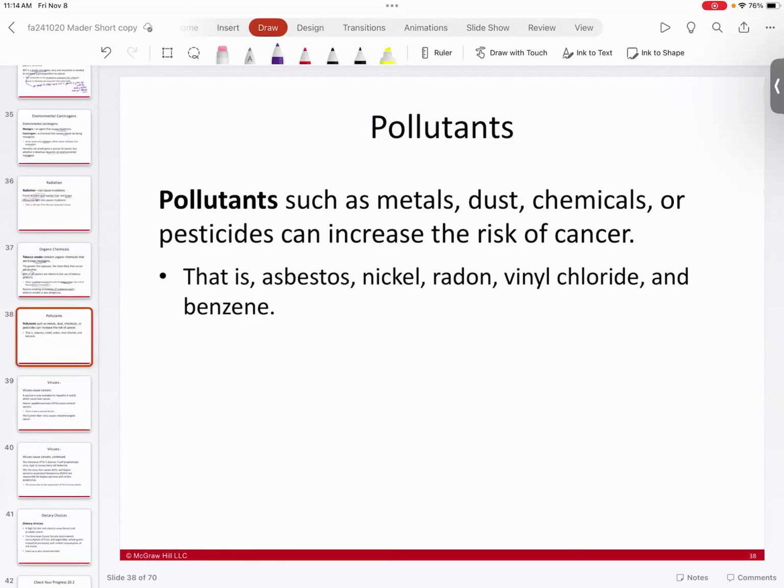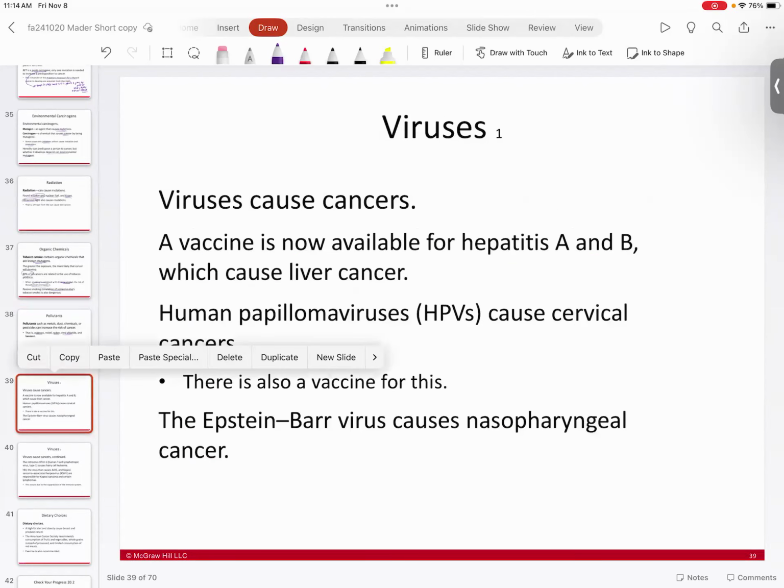Pollutants, basically metal pollutants, dust pollutants, chemicals, pesticides, all these will increase your risk of cancer. I think Roundup just settled a big complaint about their cancer-causing structure. Asbestos will cause cancer. Radon, vinyl chloride, PVC, benzene, all these are basically potentially cancer-causing things.